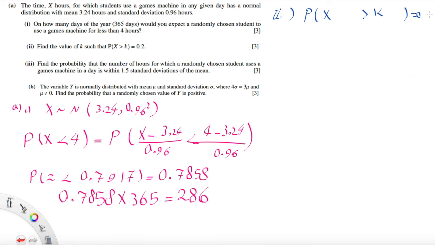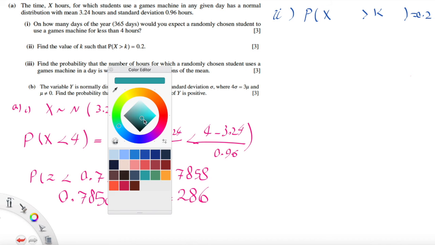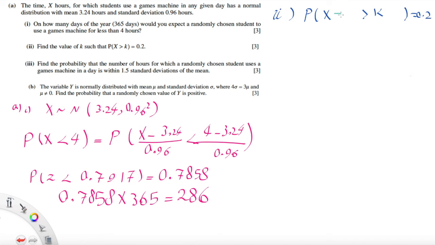Now second part, it says find the value of k such that the probability of x greater than k is 0.2. Again we standardize first: x minus mu, which is 3.24, divided by 0.96. Now I label z, the probability of z greater than k minus 3.24 over 0.96 will be equal to 0.2.